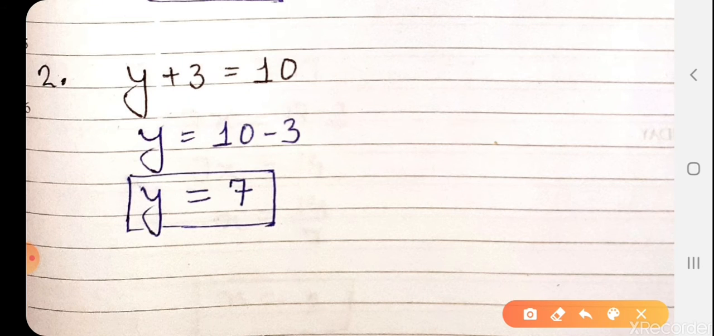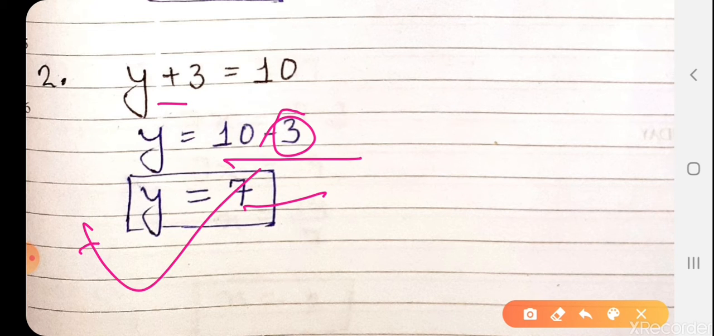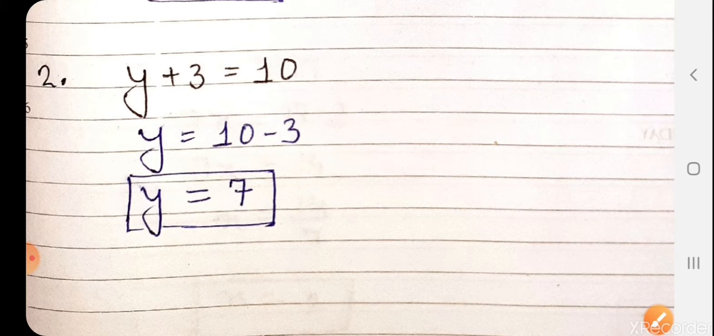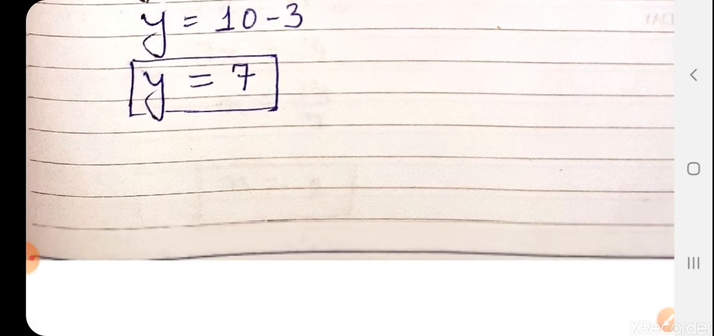y plus 3 is equal to 10. It is the same type of question as we have solved earlier. This 3 will be transported to the opposite side. This 3 is positive, and after transportation it will become negative. So 10 minus 3 is 7. So the answer will be y is equal to 7. Now let's move to the next question.